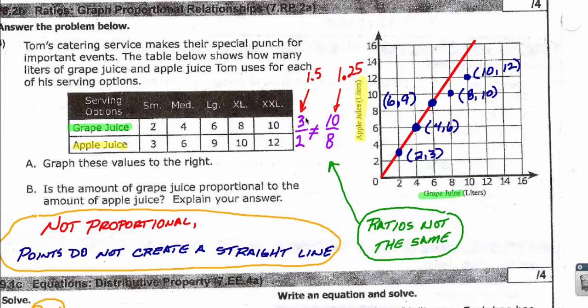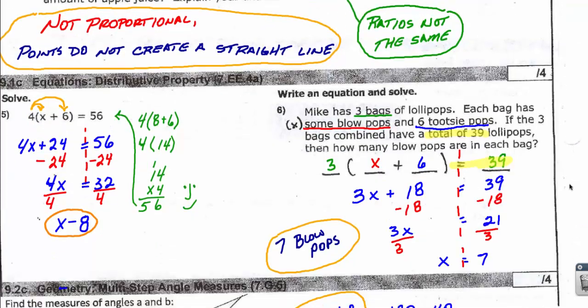Since they are not on the line, it's not a proportional relationship. Also, if we pick 2 of these ratios, points that don't work, so I picked 3 over 2, and I picked 10 over 8, and you can see they're not the same. 10 over 8 simplifies to 5 over 4. As decimals, 3 over 2 is 1.5, 10 over 8 is 1.25. They are not the same. All right, on to problem number 5.